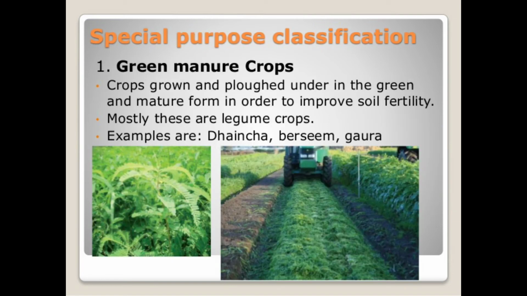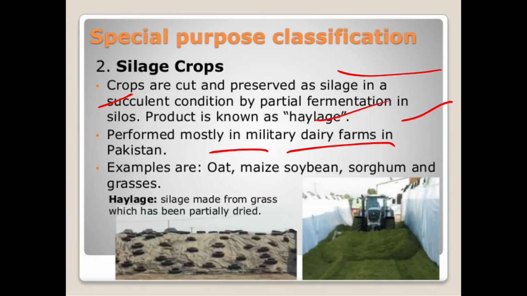Then green manure crops. These are crops grown and plowed under in the green and immature form in order to improve soil fertility. Mostly these are legume crops and they are called green manure crops. Examples are sesbania, berseem and guar.